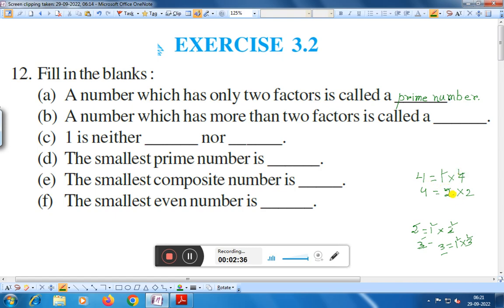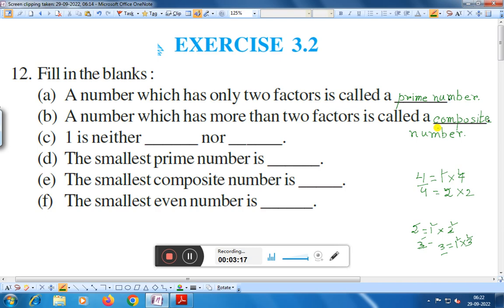If a number has more than two factors, we call it a composite number. Therefore, we can say a number which has more than two factors is called a composite number. C O M P O S I T E, composite number. Therefore, a number which has more than two factors is called a composite number.